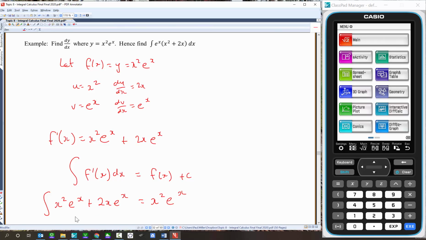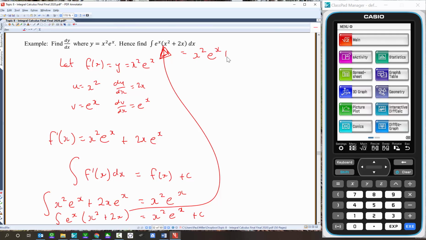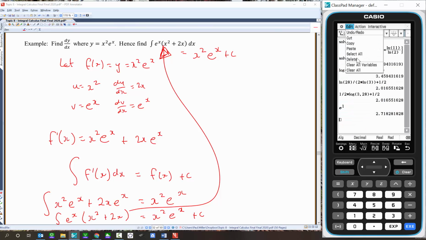So what I'm going to do is take out e to the x as a common factor. So I'm going to integrate e to the x, and that becomes x squared plus 2x. And this side here is still x squared e to the x. When I integrate this, which is the same as this, I get this. Now notice that that is exactly the same as that: e to the x, x squared plus 2x. So when I integrate that, I get this. So I'm going to note that when I integrate this, the answer will be x squared e to the x plus c. Let's just check that out on the calculator to make sure we are on top of this.